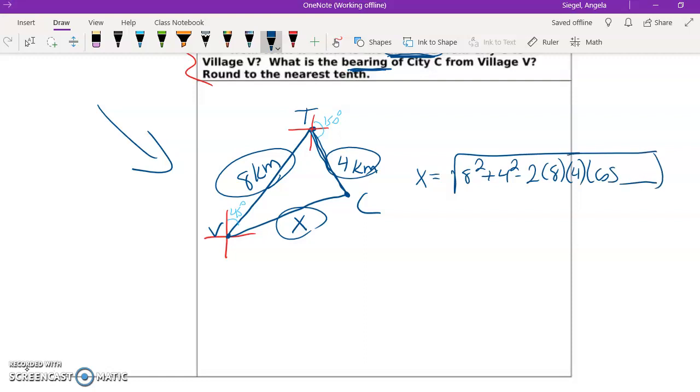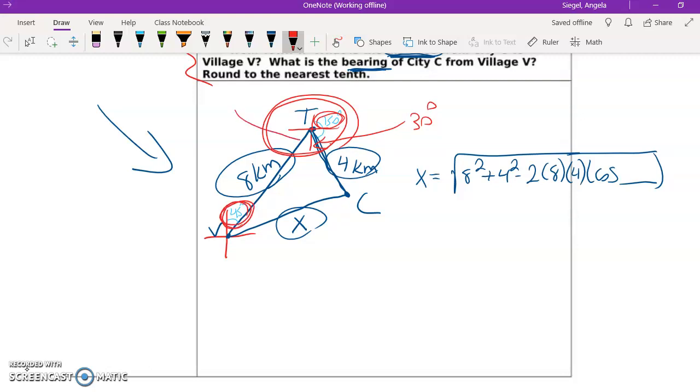Okay, so let's talk about that cosine of something. We need, let me write this, we need this angle right there. So if this whole thing is 150, this little piece on the right-hand side is going to be 30 degrees. Okay, so let's go down here on the left-hand side.